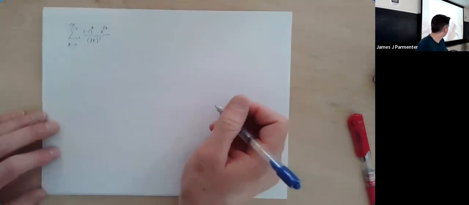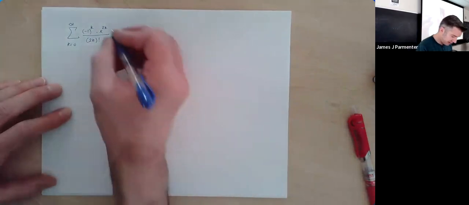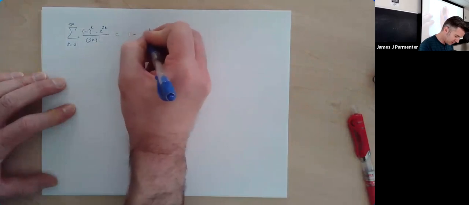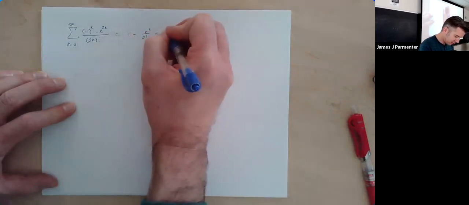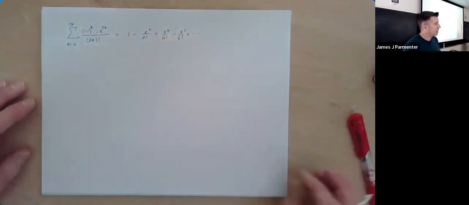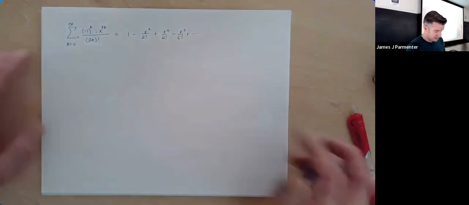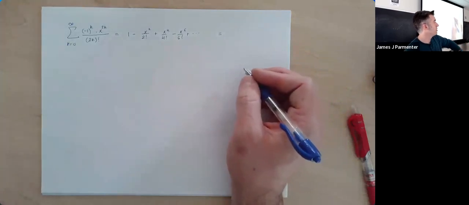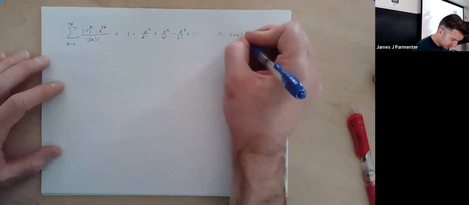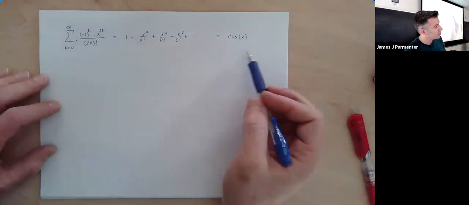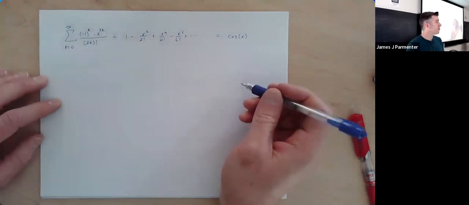But just because I want to write it out so you can see it, it looks like this: 1 minus x squared over 2 factorial plus x to the 4th over 4 factorial minus x to the 6th over 6 factorial, and the pattern goes on like that. We're going to see this maybe today. This is equal to cosine of x, which might seem kind of funky, but we'll talk about how we get there in a minute. This is the Taylor series for cosine centered at 0. And it converges everywhere.